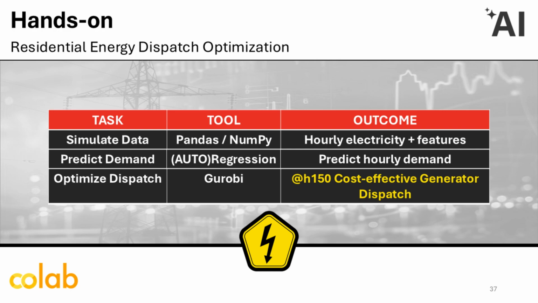Optimization. Finally, the brain of the operation, Gurobi. We take those predicted demand values and feed them into a mathematical solver. The outcome is a cost-effective generator dispatch schedule, specifically looking at how to balance the load efficiently at hour 150, a peak period. This ensures we provide enough power without over-generating and wasting money.